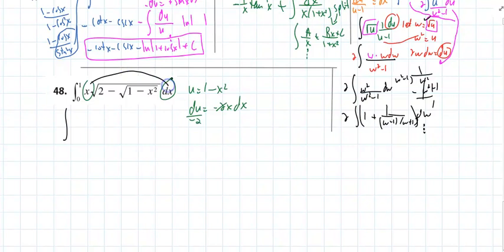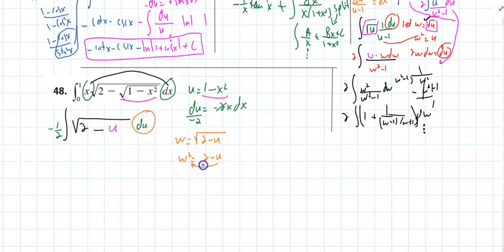So this part right here is my negative 1/2 du. And I have a square root of 2 minus, and this part was really my u. And I'll make another substitution. I would let w equal the square root of 2 minus u. Since I don't have a radical in the denominator, I would know that I need to square both sides so that I can get just a du. And if I swap those, u will equal 2 minus w squared. du is negative 2w dw.